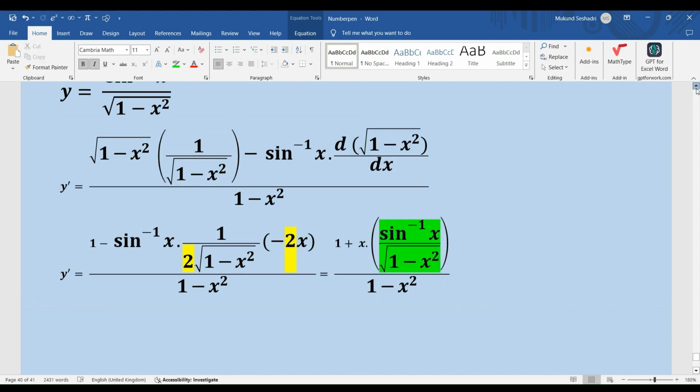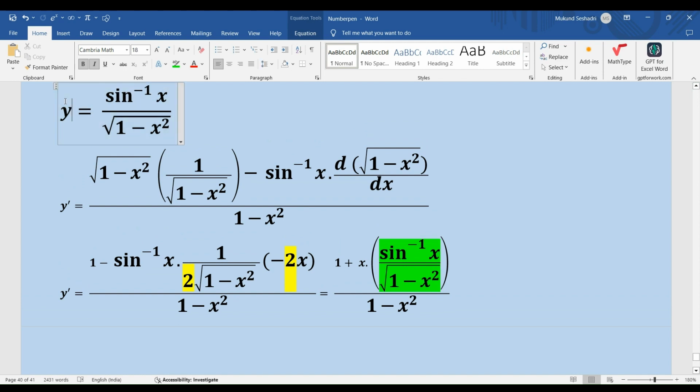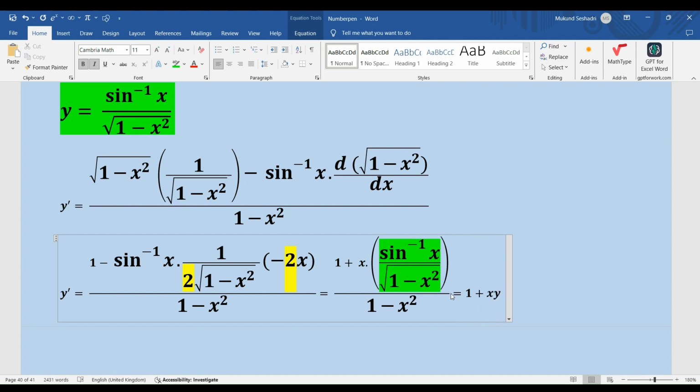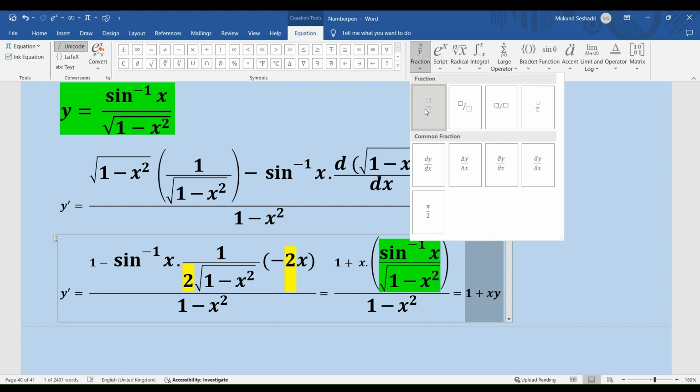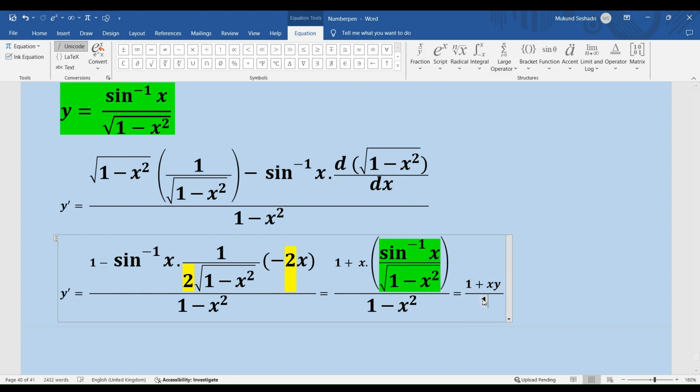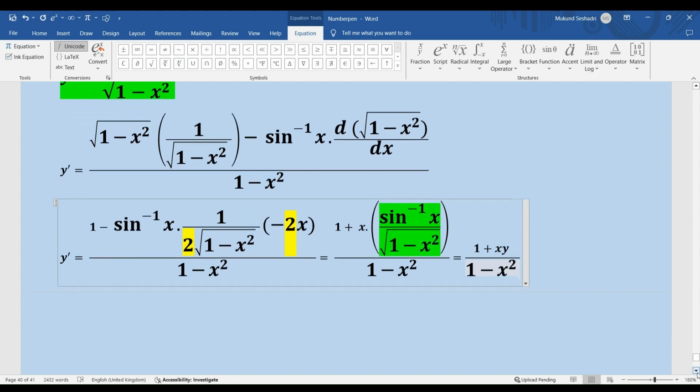So go back to the original problem. Your y is sine inverse of x divided by square root of 1 minus x square, right? So that is what I have here as well, right? So I can rewrite my y dash in terms of x and y. So basically, what am I actually doing? I'm converting an explicit function into an implicit function, is what I'm actually doing, right? So 1 plus xy divided by 1 minus x square is your y dash now, right?